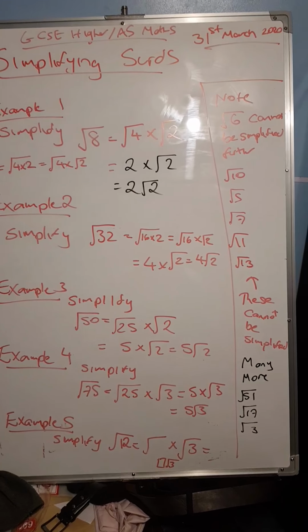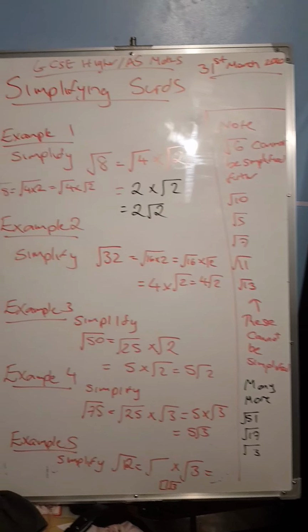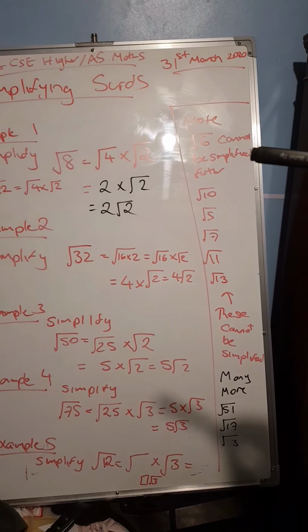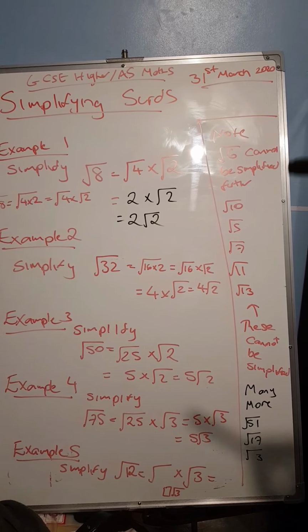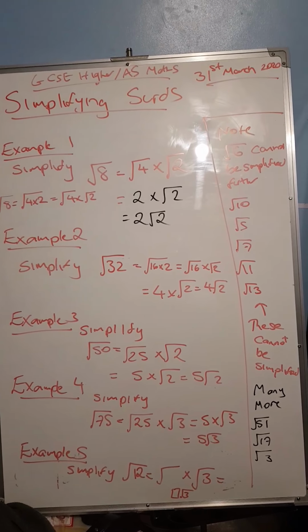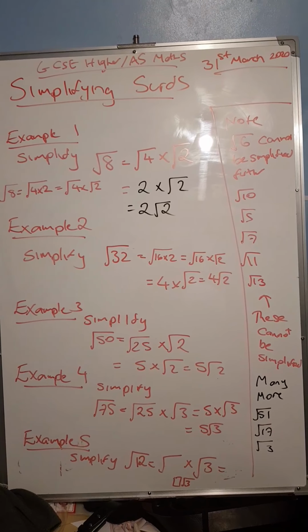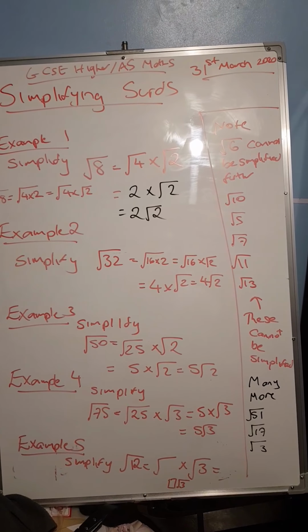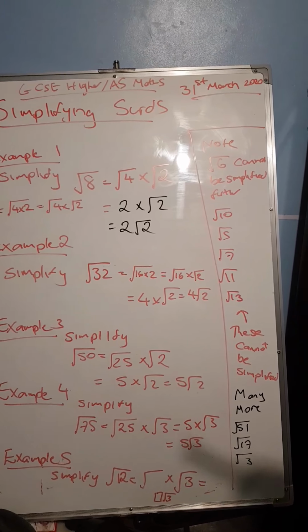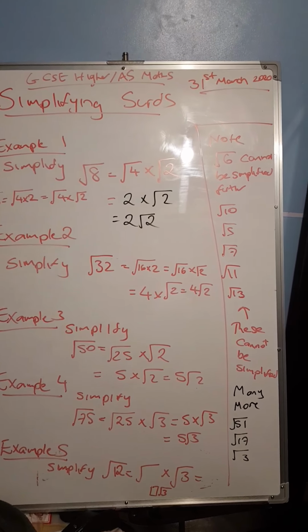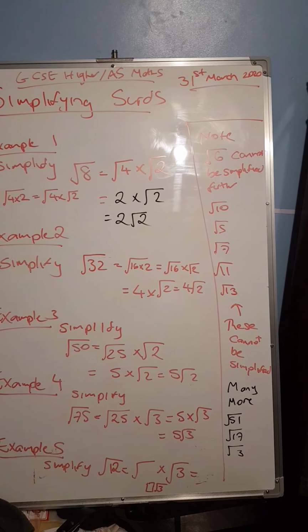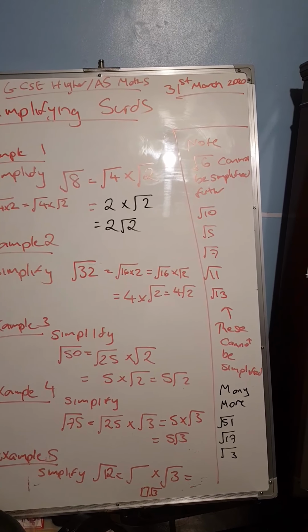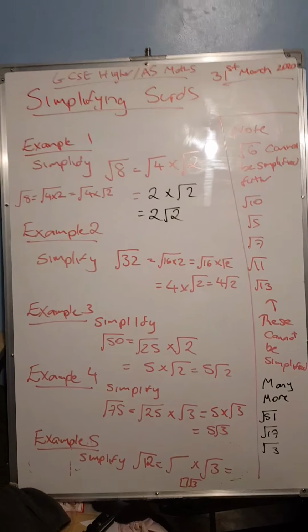Lastly, what we're going to look at is root 10 here. All these here cannot be simplified further. I said in the last video that root 6 and root 10 possibly could be simplified, but they can't. If the number does not have square numbers as its factors, then it cannot be simplified. That's the golden rule. It has to have a square number factor.